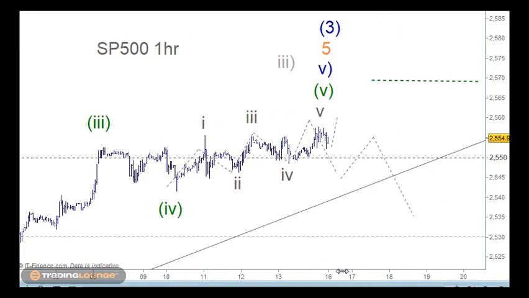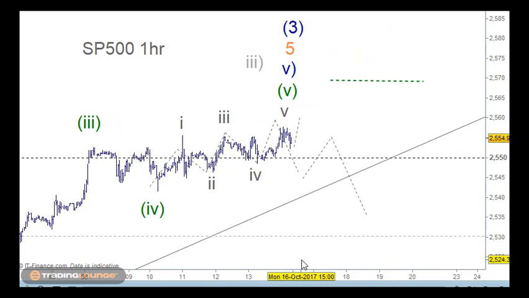But the main point here is that we're not really looking for a trend here, and not really looking for making new highs, because really the Elliott count is looking for a top here.